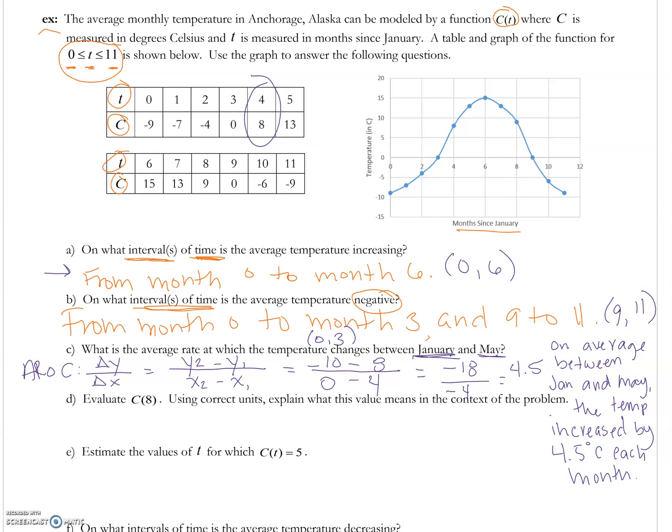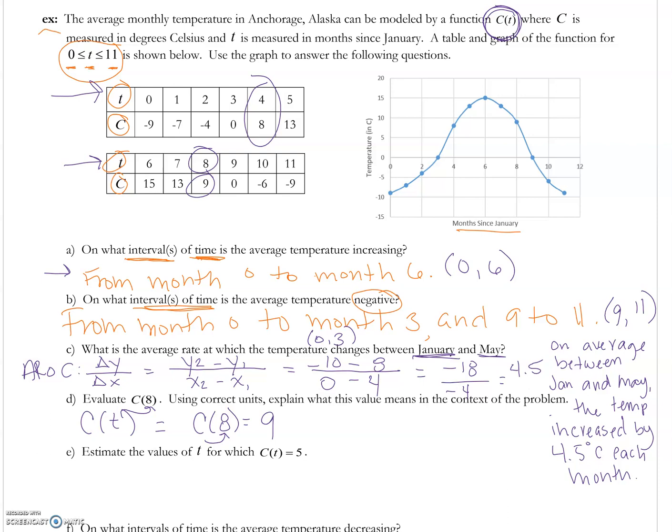Moving on, I want to evaluate C of 8. If I look back up at the top of my problem, I see that this function is modeled by C of t. So if this whole thing is C of t, do you notice how this t is now an 8? When I look at my units of measure, I remember that the t is the times. So when I ask for C of 8, I'm asking at month 8, what is the temperature? So maybe I look at my table this time. When t is 8, the temperature equals 9.